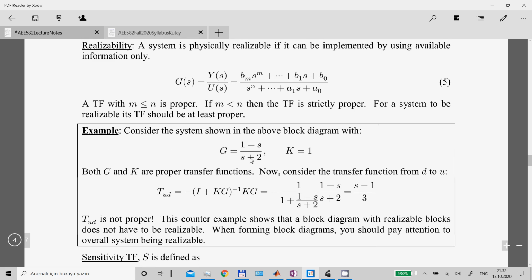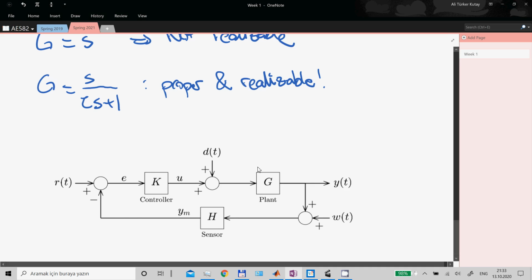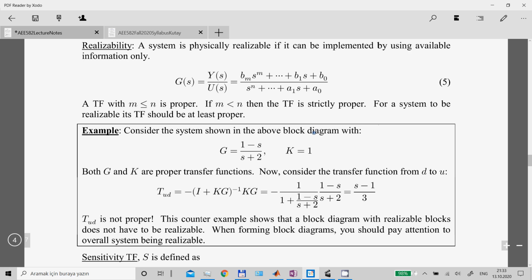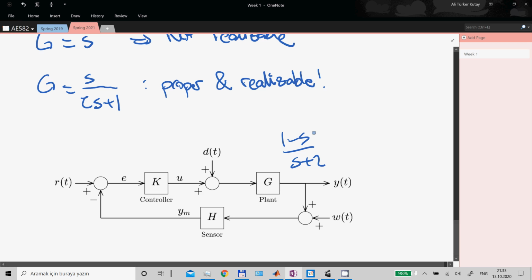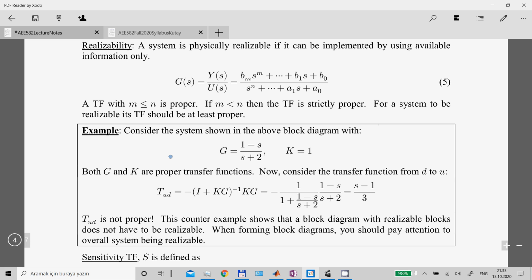Okay, so let G be represented by this, (1 minus S) over (S plus 2), which is obviously a proper transfer function. Both numerator and denominator are of order 1. And the control K is equal to 1. So this is just a scalar, a static block. Obviously, that's also realizable.